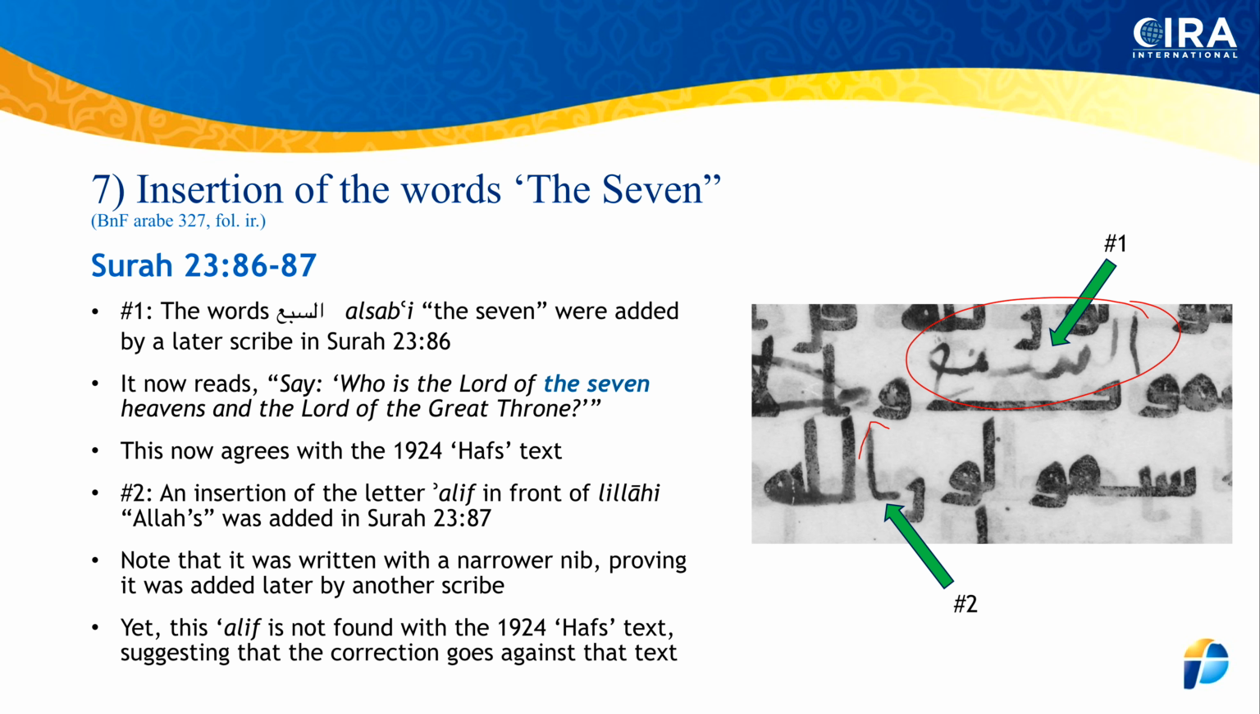This is it right here. This is the alif that we're talking about. Okay, he's just circled it in red. That's in chapter 23, verse 87. That alif has been added. Note that it is written with a narrower nib, proving it was added later by another scribe. So what's fascinating is that this alif is not found in the 1924 Hafs text, suggesting that the correction goes against the text.